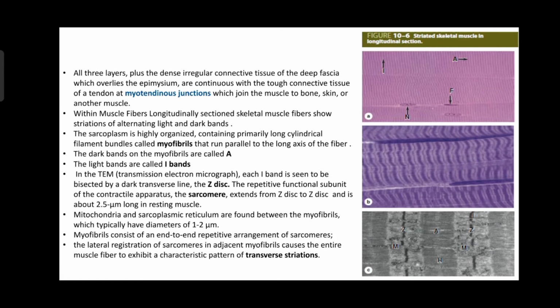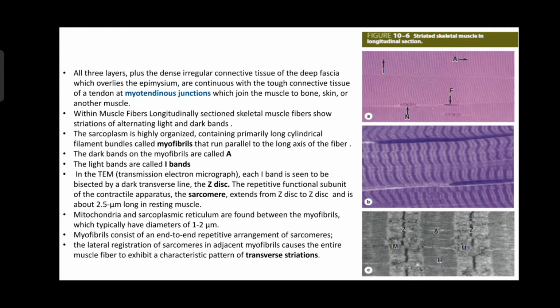Sarcoplasm is highly organized and consists of long cylindrical filament bundles. The light bands are called I bands, and they contain only actin filaments. The actin filaments are attached to the Z disc, and the distance between two Z discs is called the sarcomere.